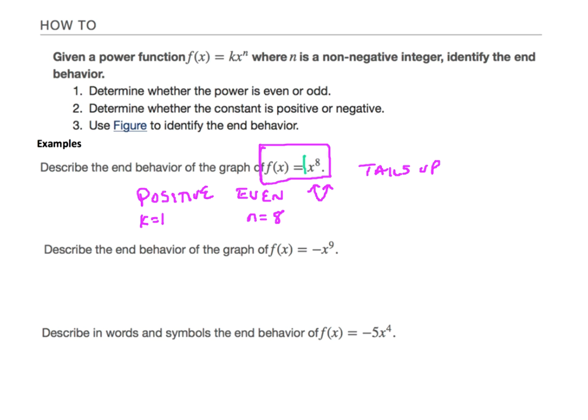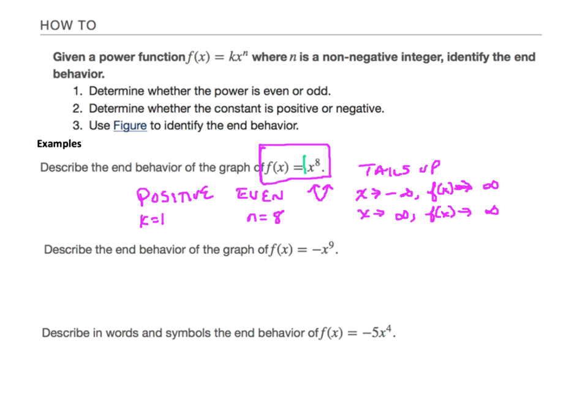Now, that is not the mathematical way to describe this. How we describe this mathematically says, as my domain approaches negative infinity, what's happening with my range? Well, f of x in both of these cases approaches positive infinity. As x approaches positive infinity, f of x also approaches positive infinity. That says tails up. And that's how you're going to have to write it, by the way.